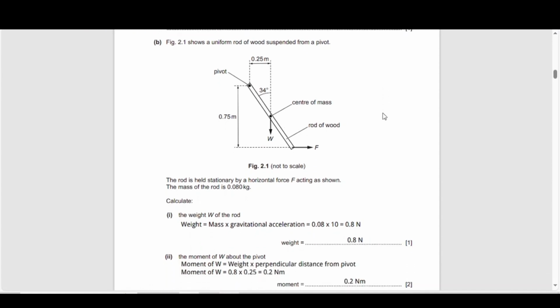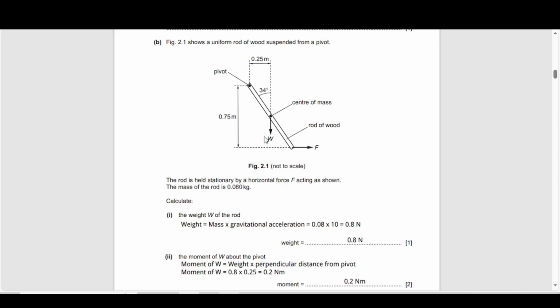So part B, figure 2.1 shows a uniform rod of wood suspended from a pivot. Okay, so that's our system there. It's very important to locate the pivot, so that is not the pivot. The pivot is right there at the top. You always have to remember that any time the pivot is not at the center and is acting at one of the edges, you have to take into consideration the effects of the center of mass of the object. So in this case, you've got the center of mass marked out.